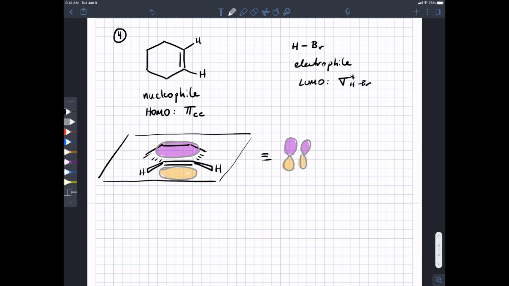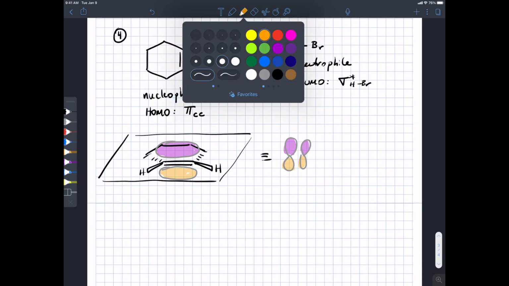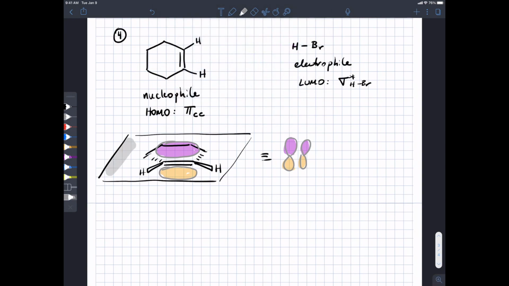And then I will use gray shading to indicate that the orange lobe is below the plane of the molecule and the purple lobe is above. Okay? With me so far? That's the HOMO. The electrons in that pi bond are the HOMO. The LUMO is the hydrogen bromide sigma star. If we're going to make that, we would put a node in between the two nuclei.